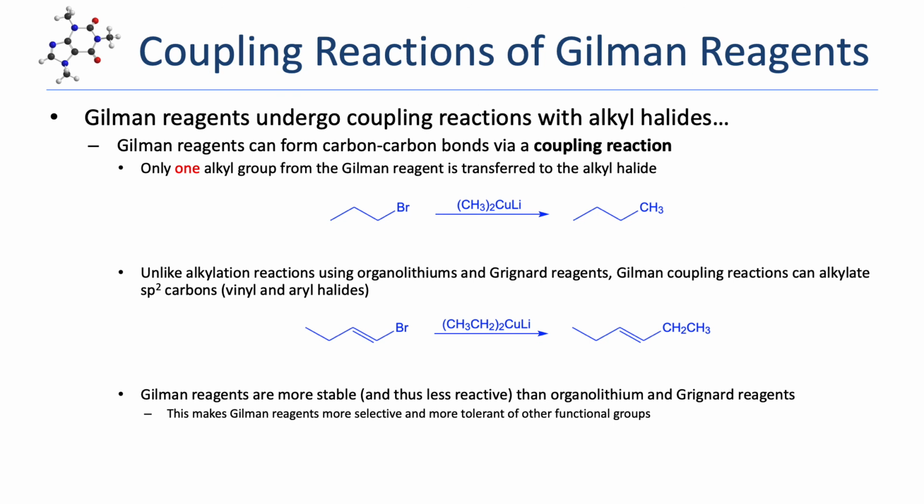The ability of Gilman reagents to successfully alkylate sp2 functionalized carbons distinguishes them from organolithium and Grignard reagents. Another important difference is that Gilman reagents are more stable and thus less reactive than organolithium and Grignard reagents. This makes Gilman reagents more selective and thus more tolerant of other functional groups that may be present in the reaction.